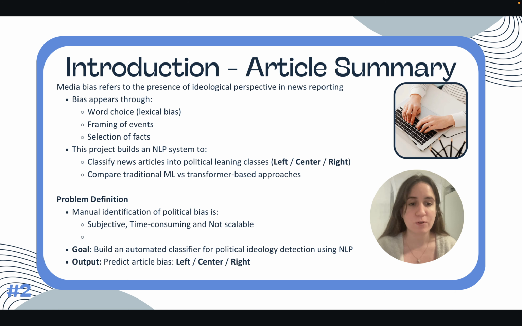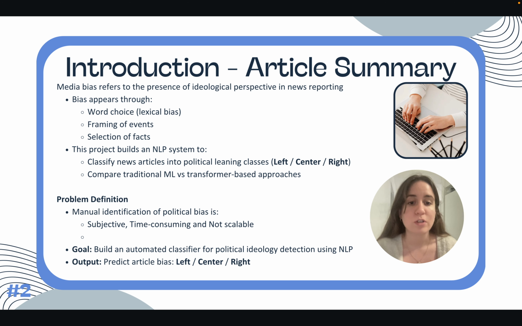A large portion of this information is influenced by ideological perspective, which is what we refer to as media bias, which refers to the presence of an ideological perspective in news reporting, and it can appear through word choice, framing of events, or selection of facts. For example, imagine two articles covering the same political decision or the same political event. One might describe it as necessary and beneficial, while another might call it controversial and harmful. Even though the event is the same, the wording changes how we interpret it.